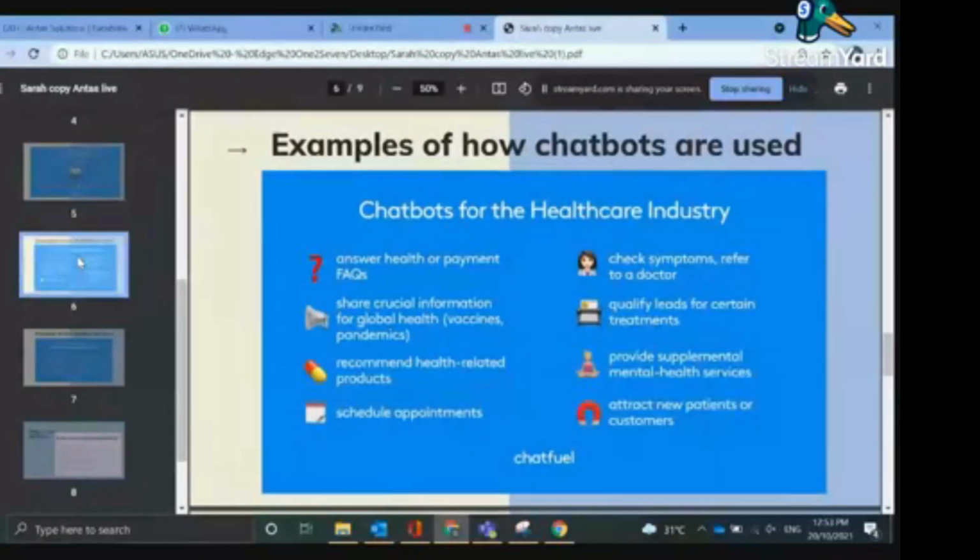So this is an example of how chatbots are used. I have two examples. This is in finance and this is in the healthcare industry. So depending on the type of industry that you're in, depending on your type of business, this is how chatbots are used.